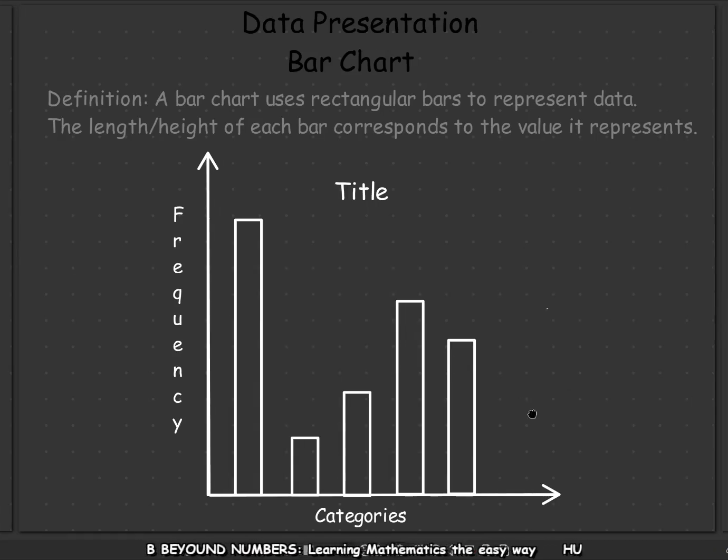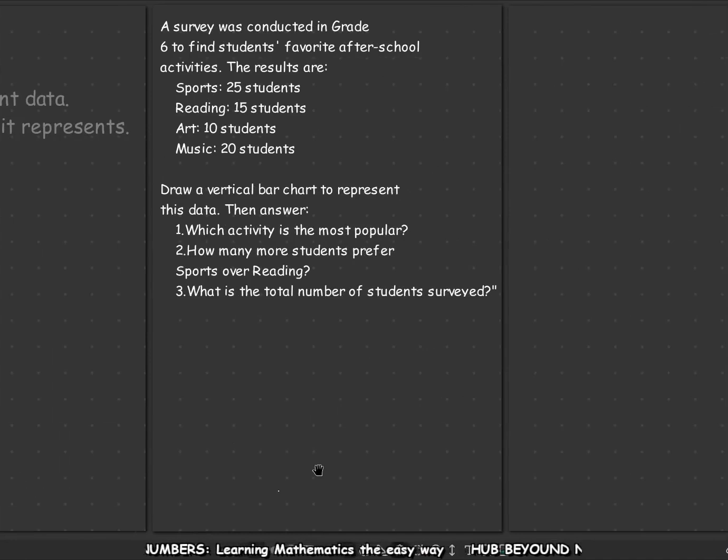So let's quickly look at a question. Now we have the question here. It says, a survey was conducted in grade 6 to find students' favorite after-school activities. The results are 25 for sports, 15 for reading, 10 chose art, and then 20 chose music. And we have to draw a vertical bar chart to represent this data. Then we have to answer which activity is the most popular. Then how many more students prefer sports over reading? Then what is the total number of students surveyed?